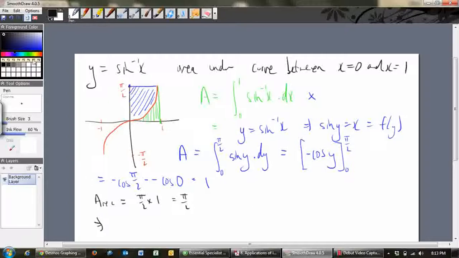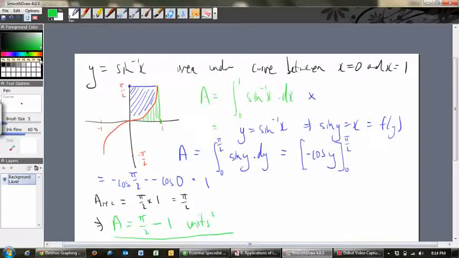So therefore, I'll go back to my green pen. The green area is equal to the rectangle, pi on 2, minus the area of the blue area, which is minus 1. And so there's your answer, units squared.